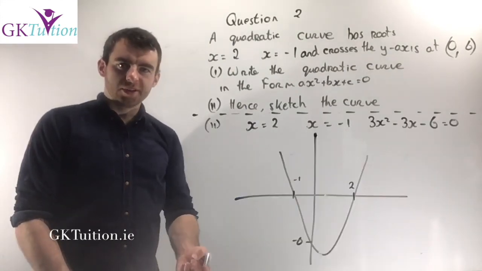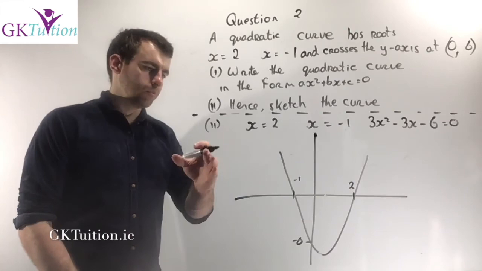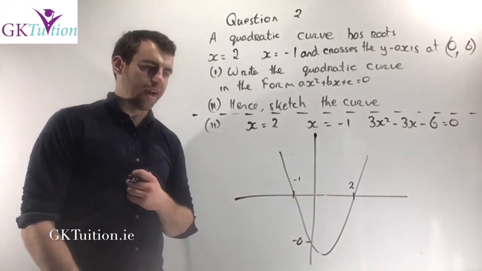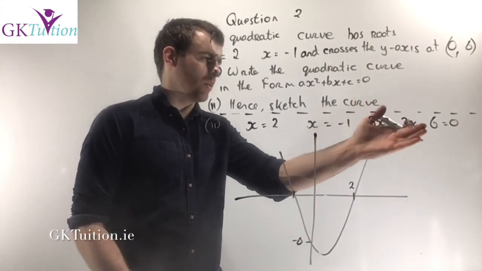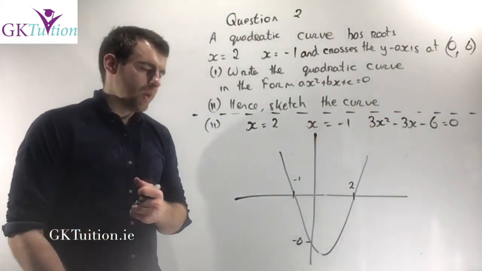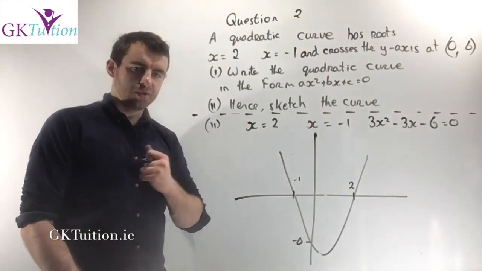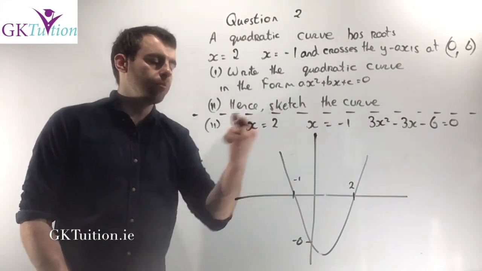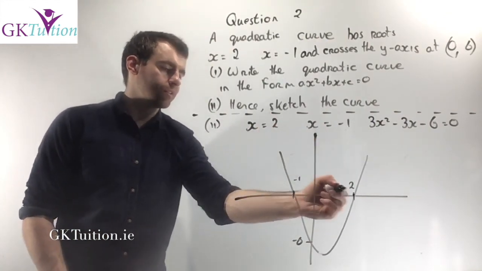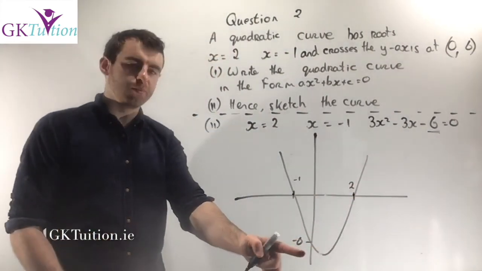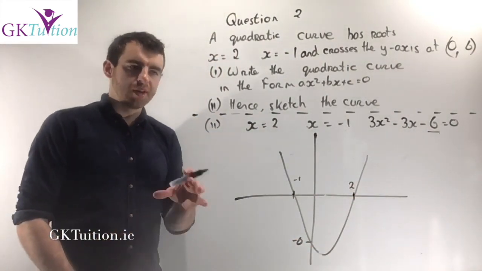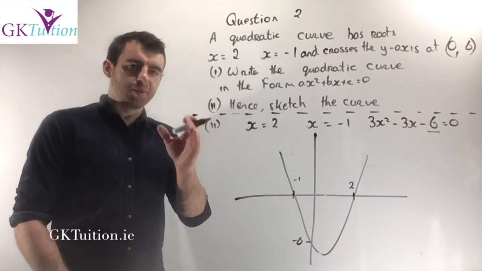Now, I already alluded to part 2 in the first part of the question, but nonetheless, we should draw ourselves a nice sketch. I know that the quadratic can be written in the form 3x squared minus 3x minus 6 equals 0. It's still a plus x squared, so it's still a U shape. I know its roots are 2 and minus 1, so it crosses the x-axis at 2 and minus 1, and I know that the y-intercept is down here at the point 0, minus 6. So that's what was required to answer part 2 of the question.